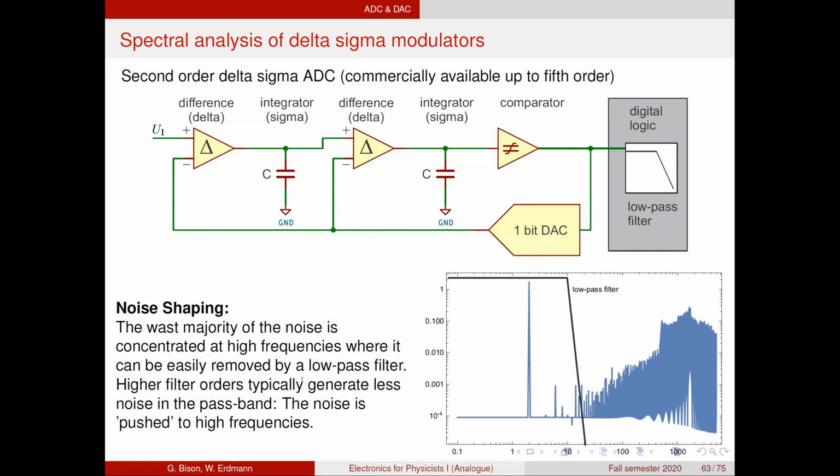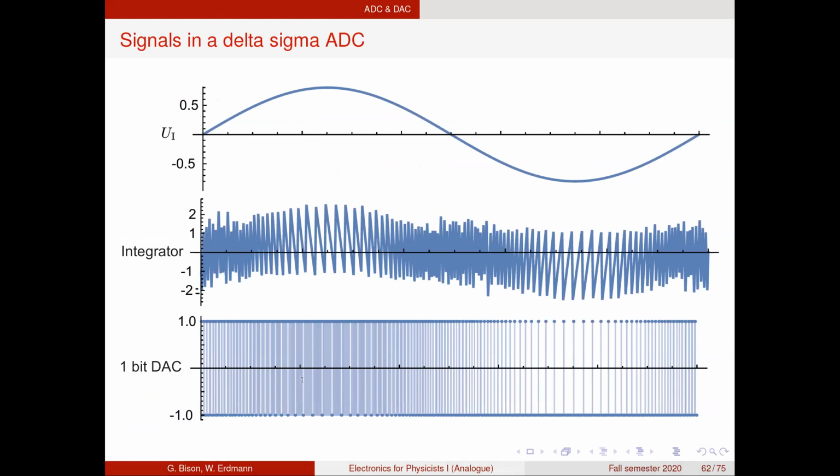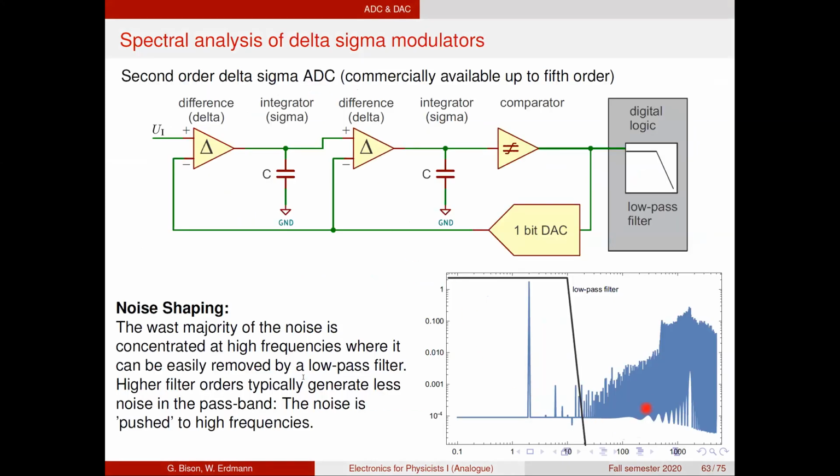Now, what that does is it shifts the noise. So if we go back here, this signal, of course, contains a lot of noise. It does not look at all like our input signal. If we now increase the number of stages, what happens is that this noise is concentrated at high frequencies. And that's what's called noise shaping. So by designing many stages, 4 or 5 stages in a delta sigma modulator, as it is called, you can concentrate the noise at the high frequencies.